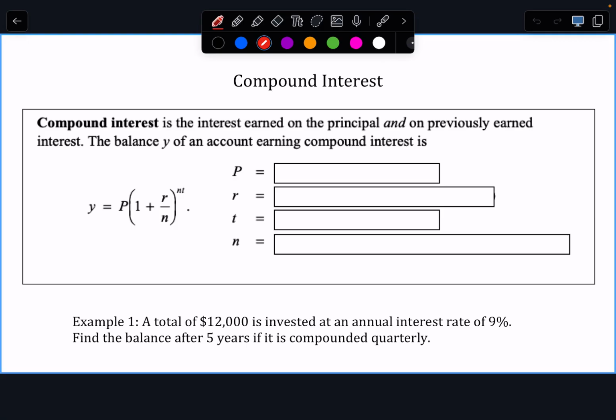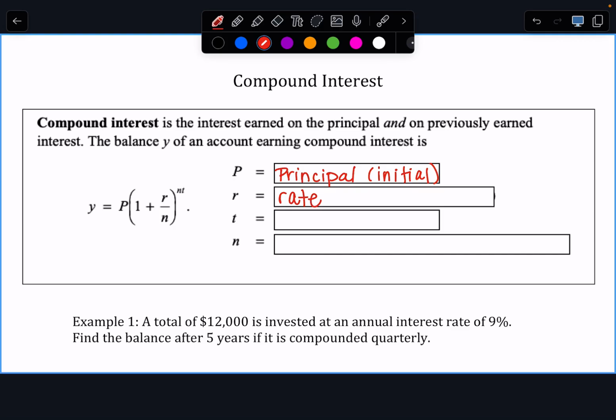Okay. P. P is in the same place as what letter from yesterday? A. And what did A stand for? Like our initial amount, right? It's still the same thing, but when we're talking about investments, we call it the principal amount, okay? But it still means initial. It's still how much are we starting with? Okay. What do you think R stands for? Rate.